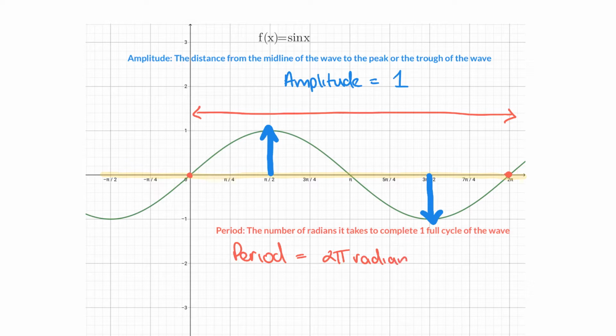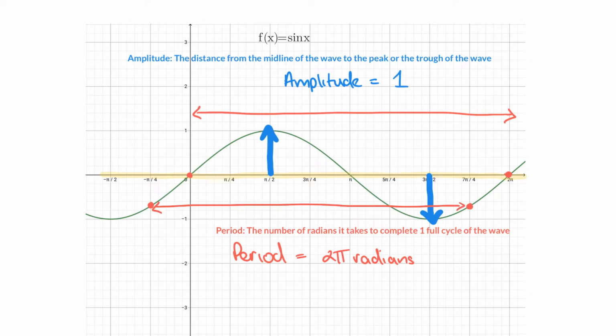Now, you can investigate the period of the wave from any two equal points on the wave. So I could look at maybe starting my wave over here at minus pi over 4. And then if I go through a full cycle of the wave, I go through a peak and a trough, and I'm back at the same point where I started over here at 7 pi over 4. So I'll draw that in. 7 pi over 4 is where my cycle repeats itself. And again, I have a period of 2 pi.